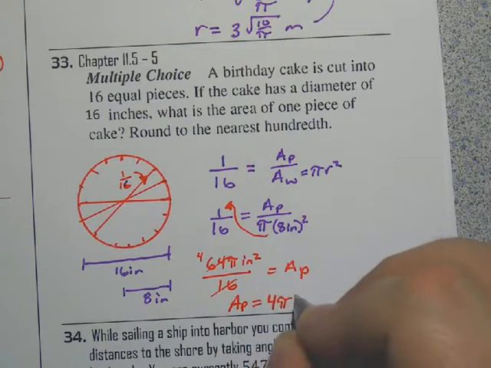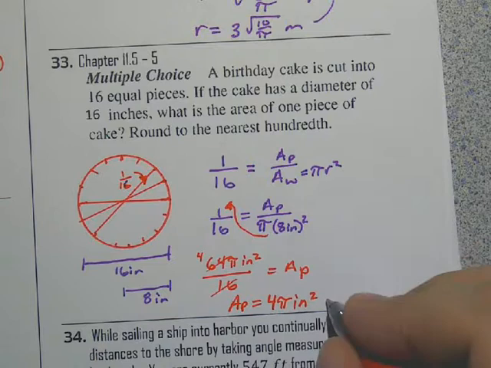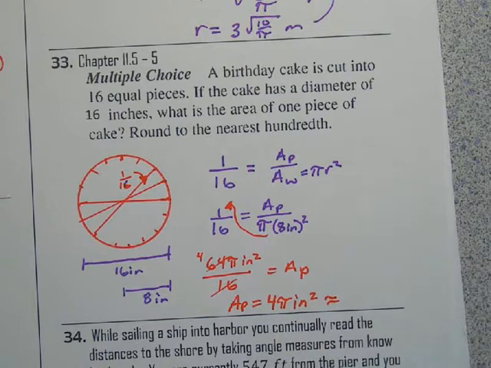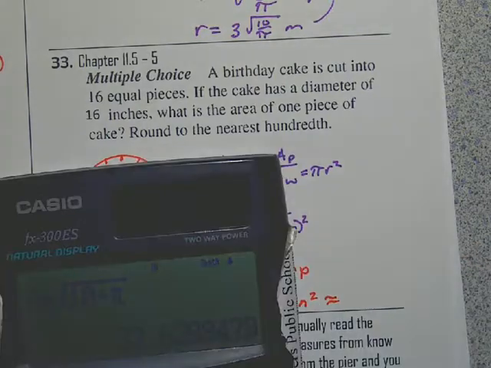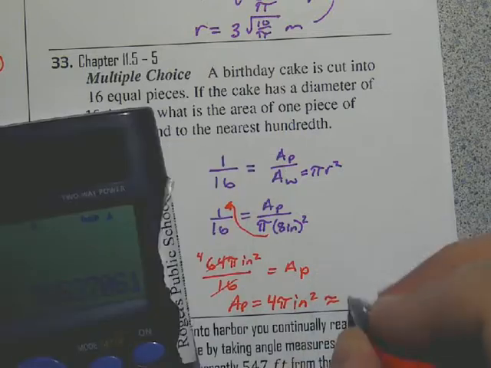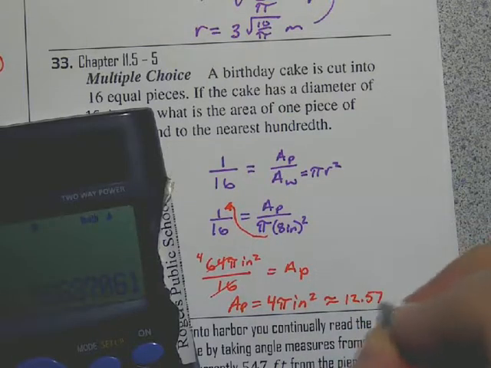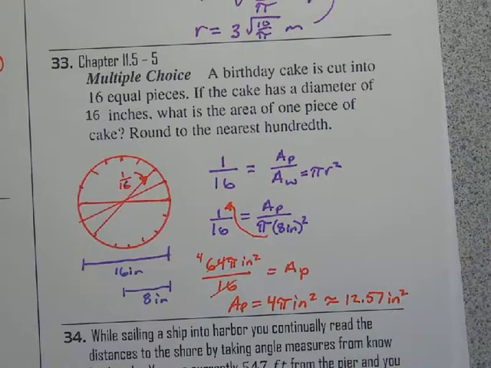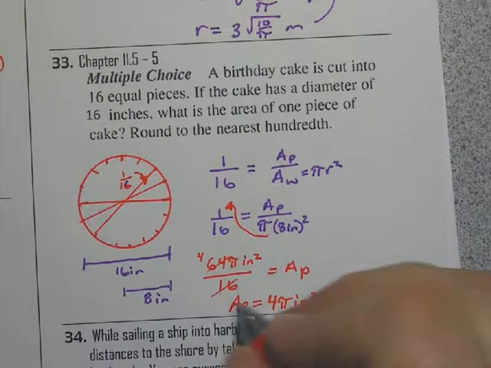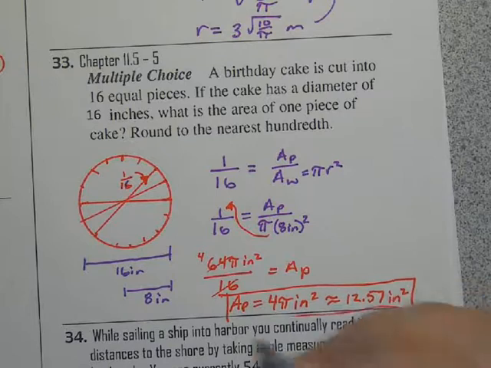I know that 16 goes into 64 4 times, so that means that the partial area is equal to 4 pi square inches. I would prefer it like that, but I'm sure that they're going to ask you to round. So 4 pi rounded, 12.57 square inches is your portion. Okay.